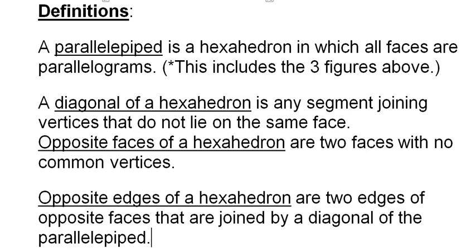Okay, here are a few definitions. Here's the first one, which is kind of weird. It's a parallelepiped. That includes any hexahedron in which all the faces are parallelograms. Now that would include the 3 that we just looked at. Now the next definition has to do with the diagonal of a hexahedron. It's any segment that joins vertices that do not lie on the same face. And then we can also look at opposite faces of a hexahedron are 2 faces with no common vertices. So let's look at those in the picture and then we'll come back.